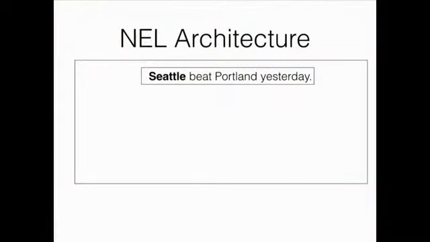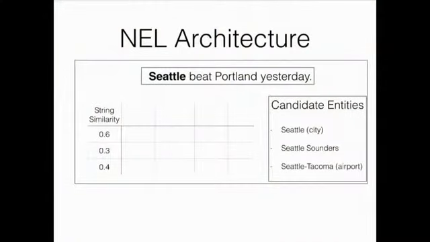Next, I'm going to tell you about the general architecture of a standard named entity linking system. Assuming the entity mention is given, like Seattle here, and within some context, where I'm going to simplify the context by using only one single sentence. Next, we're going to generate a bunch of candidate entities for the system to select from. To select the best one, we rank them using multiple scoring functions. For example, string similarity, to measure the similarity between the entity mention and the canonical form of the candidate entity.